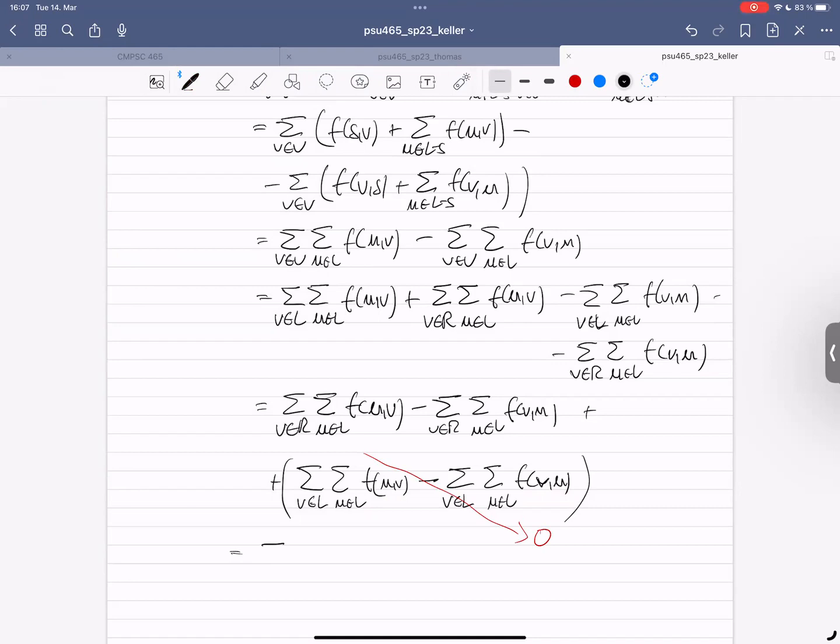Just reordering this from L to R. I'm going to flip these two sums now, because for me it is easier to read always to have L on the left and R on the right, but obviously it's the same thing. So we'll have U in L, V in R, FUV.